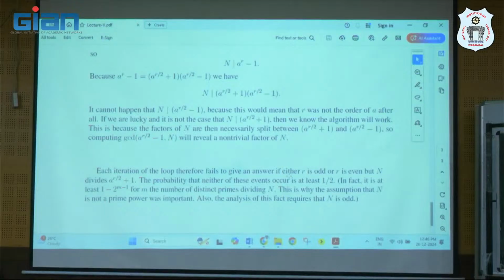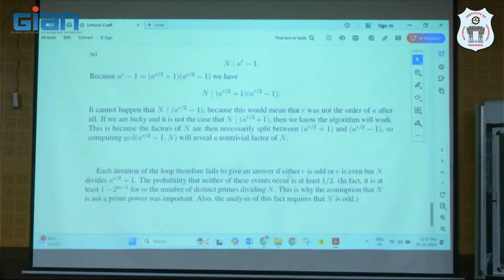Now we don't find the factor if any of these two bad events occur. But the probability that any of these two bad events occur is at most 2 to the power m minus 1, where m is the number of distinct primes dividing n. Two to the m minus 1.